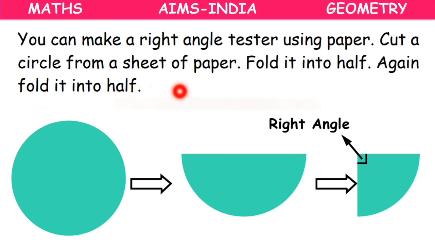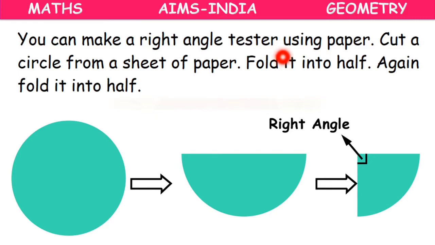Now you can make a right angle tester using a paper. Cut a circle from a sheet of paper. Fold it into half. Again fold it into half. This is how we can make our own right angle tester. Tester means what? Which helps us to test. With the help of this right angle tester, when you compare it with the given angle, you can say whether the given angle is a right angle or not.